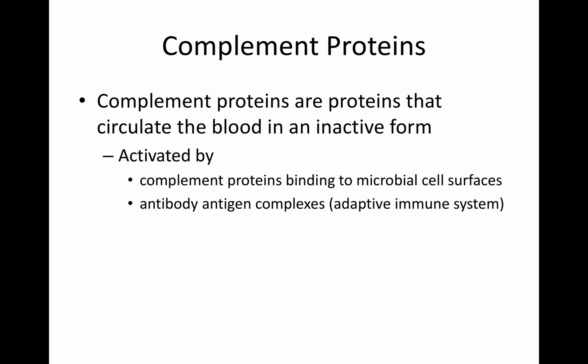So complement proteins are a series of numerous proteins that circulate in the blood in an inactive form, and they can be activated by these proteins binding to microbial cell surfaces. They can also be activated by antibody-antigen complexes. So when an antibody attaches to its complementary antigen, it can stimulate the activation of complement.